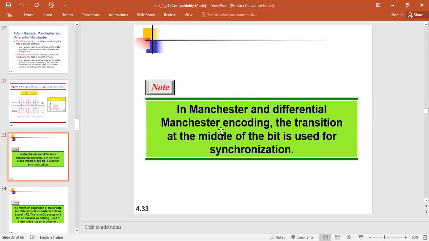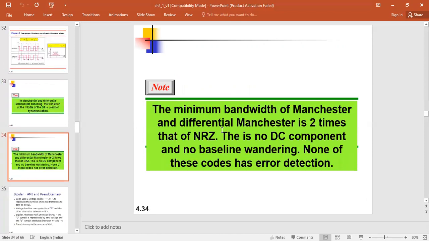In Manchester and differential Manchester encoding, the transition in the middle of the bit provides the synchronization. So for the synchronization problem, we use this, and here the synchronization problem is reduced. The minimum bandwidth of Manchester and differential Manchester is 2 times the NRZ. There is no DC component needed, and no baseline wandering also. So there can be error detection.